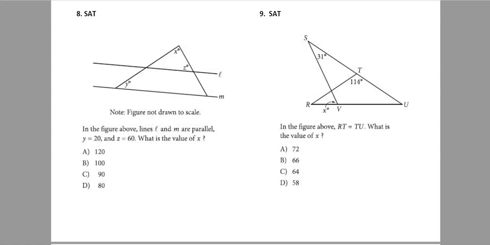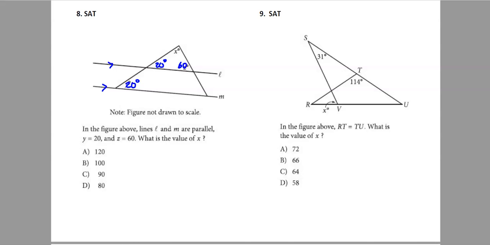Number 8. Looks like we got some parallel lines. So let's see what that's talking about. In the figure above, L and M are parallel. So that's going to open up the door for some alternate interior angles, corresponding angles, all that good stuff. It says y is 20. So there's a 20 degrees. And so since we're doing parallel lines, this needs to be 20 degrees because they're corresponding angles.